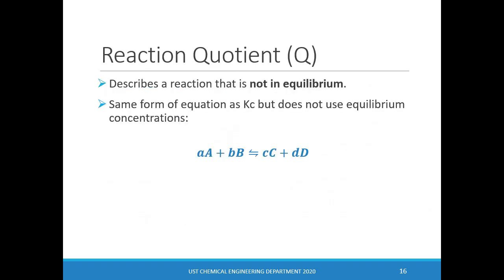When a reversible reaction is not in equilibrium, the equilibrium constant may not be applied. Therefore, we introduce another expression that is meant for such reactions, which is called the reaction quotient, or Q. If the reaction A plus B yielding C plus D is not in equilibrium, then its reaction quotient will be equal to this expression. You may see that the expression is the same as that of the equilibrium constant, except that the concentrations used here are not equilibrium concentrations.